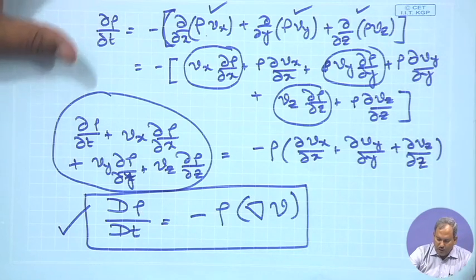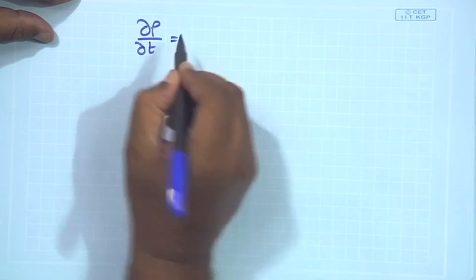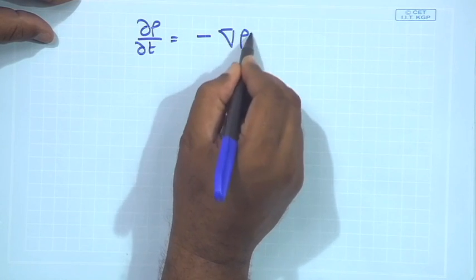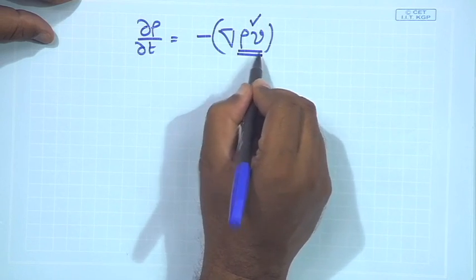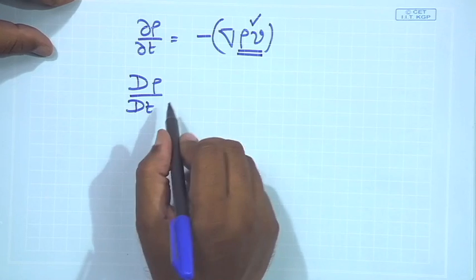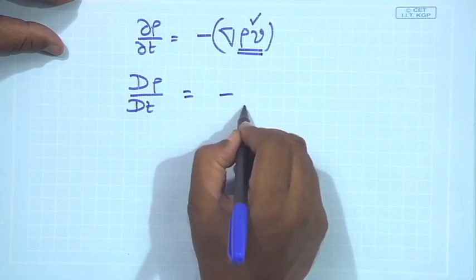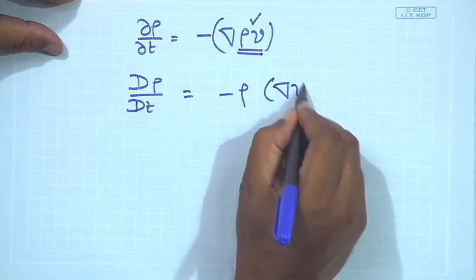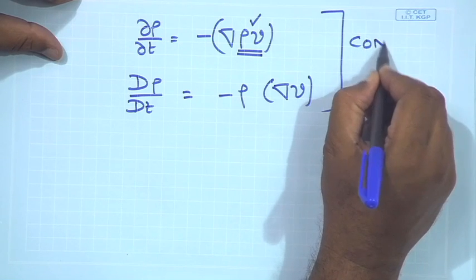So, the two common forms that you would get for the equation of continuity: one is del rho del t, which is the partial time derivative, equal to minus the divergence of the mass flux vector, and the other one is D rho by Dt, the substantial derivative of density, equal to minus rho times del dot v. So, these two together are known as the continuity equation.